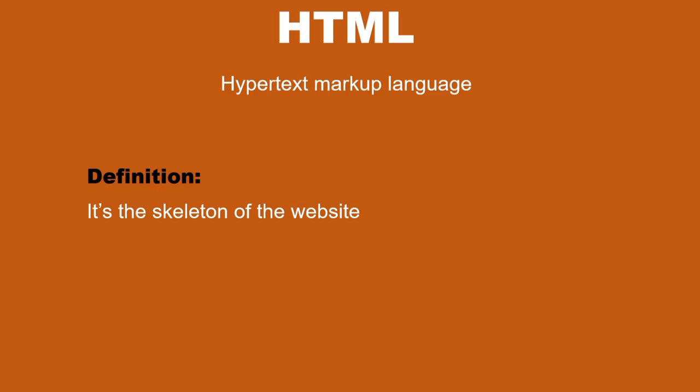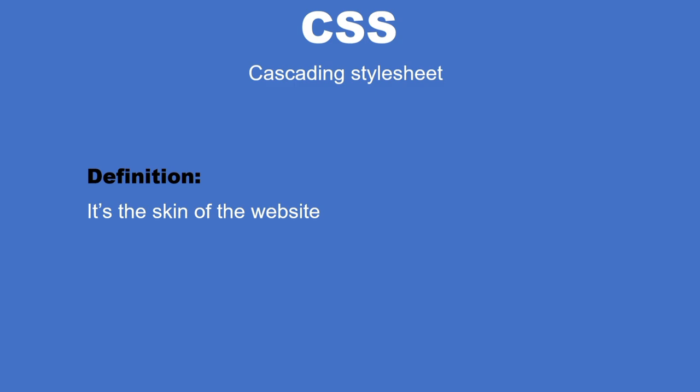So let's go on to our next language that we're going to be using in front end website development, and our next one is going to be CSS. CSS is also an abbreviation of cascading style sheets, and this is the skin of the website. Now let me try to explain what I mean by skin. The HTML is the skeleton. Let me give an example with a human body. The bones are the skeleton.